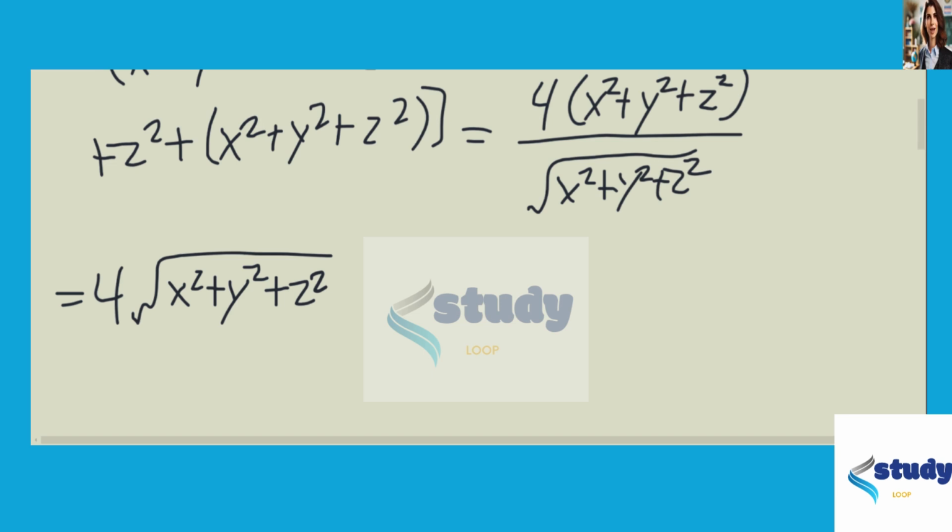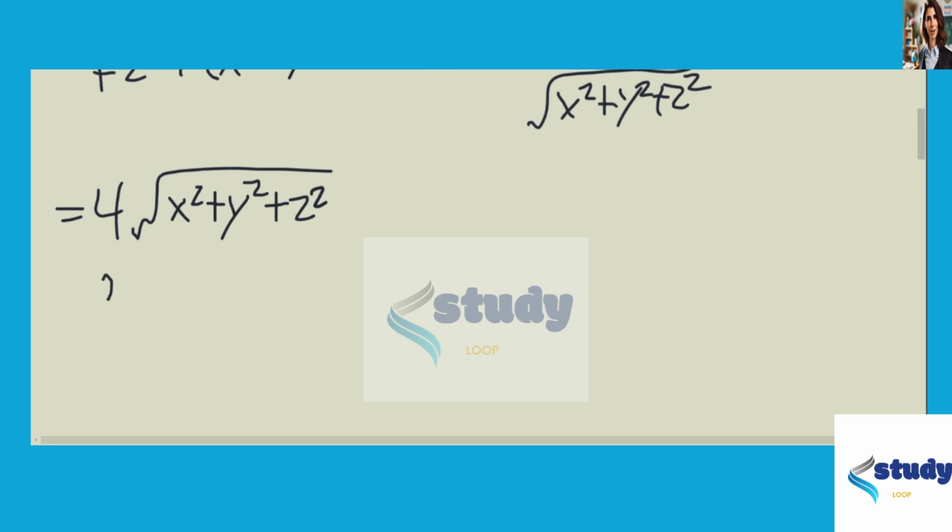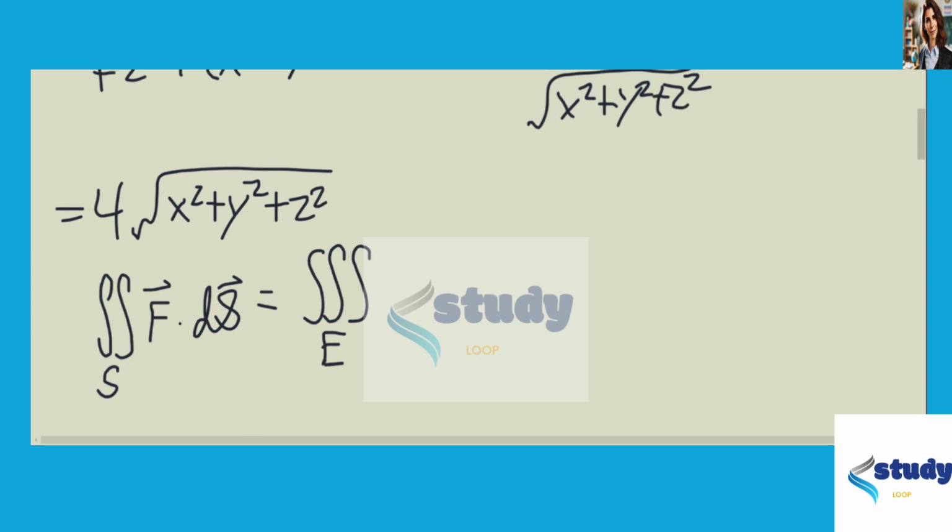By the divergence theorem, the surface integral over S of F is equal to the triple integral over the region E bounded by S of the divergence of F, which is 4 times the square root of x squared plus y squared plus z squared, and the region E is a hemisphere which can be described using spherical coordinates easily.